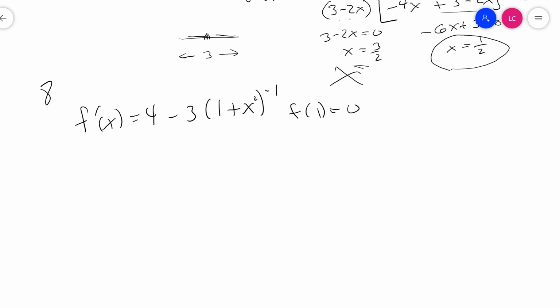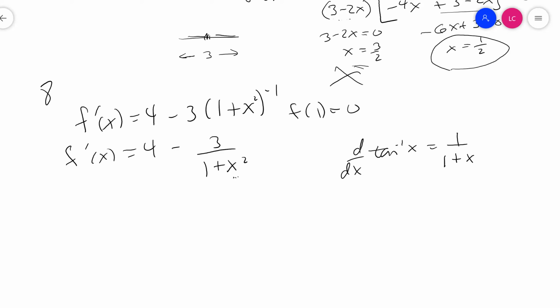Okay, so I see this -1, so I'm going to rewrite it so that I see the fraction that it is. All right, so sometimes just rewriting it, you can see, wait a minute, I can see this is arctan, right? So you really have to know that the derivative of arctan is 1 over 1 plus x squared. So this is the antiderivative, so you have to recognize it.